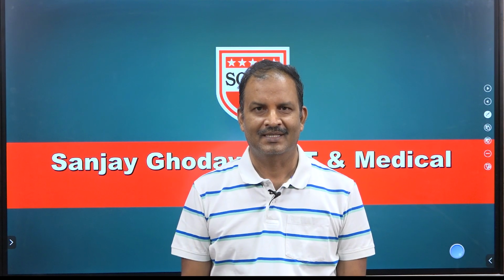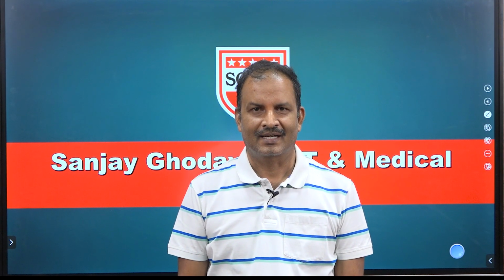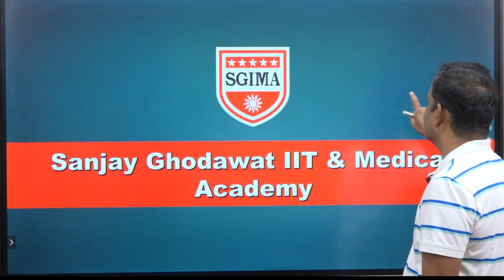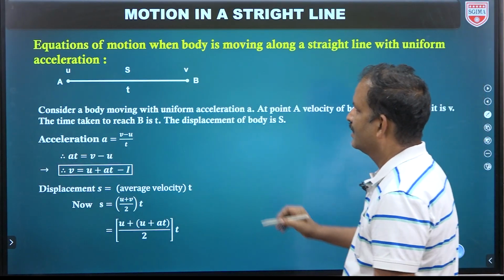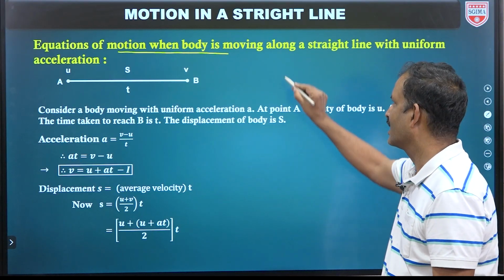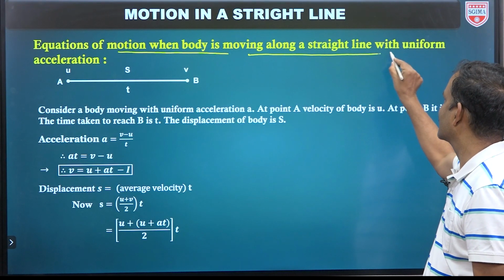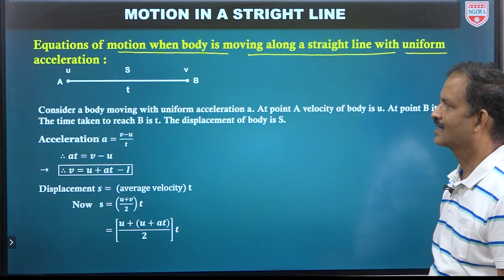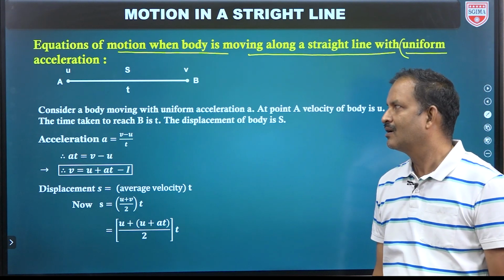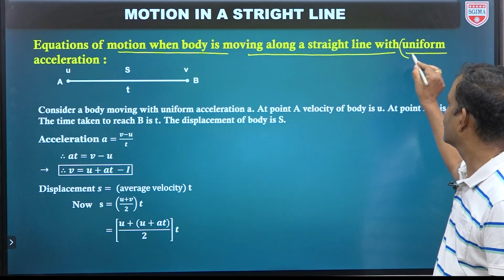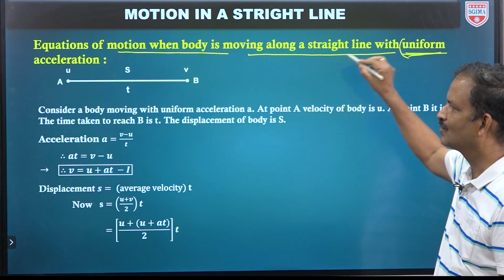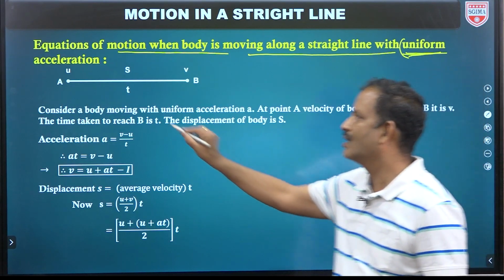Today I am going to discuss motion on a straight line in the kinematics topic. The equations of motion when a body is moving along a straight line with uniform acceleration. This is important: uniform acceleration. Here, we have to discuss all equations of body motion when it has uniform acceleration.